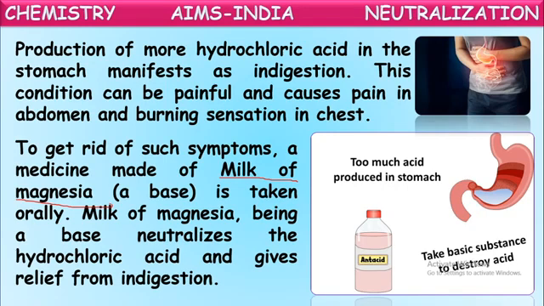Just now we have studied that. What is neutralization? The reaction of acid with base to form salt and water is called neutralization. So here the magnesium hydroxide which we have taken in the form of antacid reacts with the excess amount of hydrochloric acid present in the stomach and forms salt and water. By this we get relief from the indigestion and burning sensation in the chest.